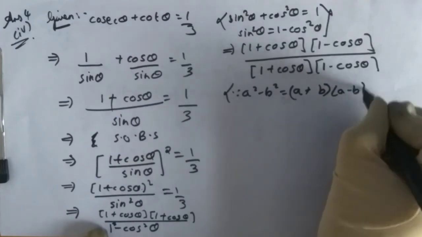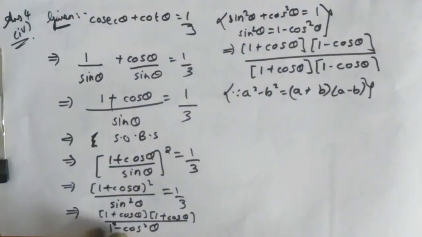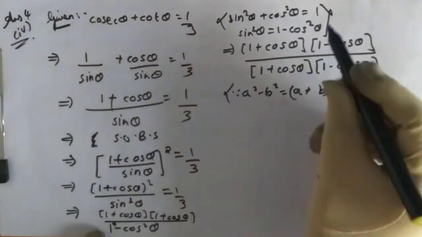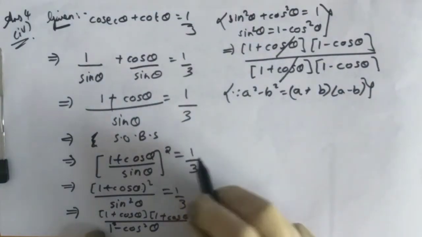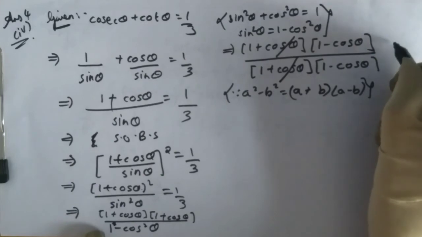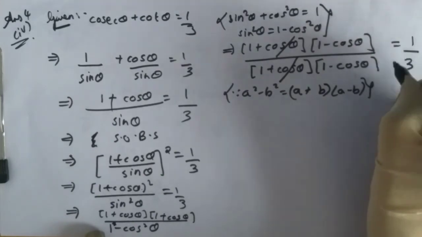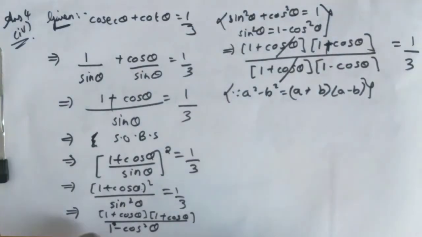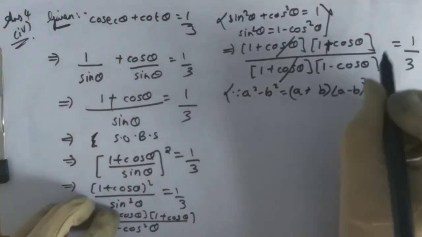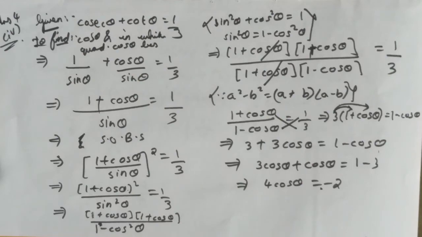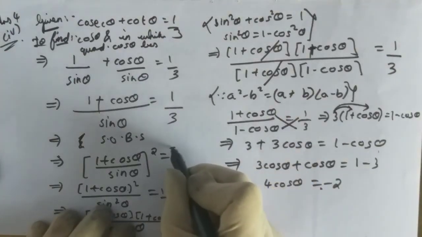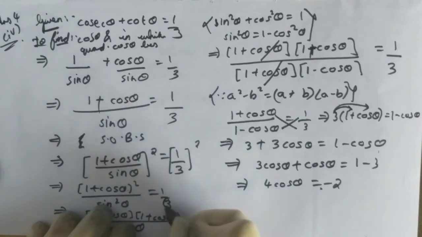This is the algebraic identity which you read in 8th class. A is 1, b is cos theta. Now here 1 plus cos theta and 1 plus cos theta will get cancelled, and we are left with (1 plus cos theta) by (1 minus cos theta) is equal to 1 by 9. See, when you square on this side also, it becomes (1 by 3) whole square, and (1 by 3) whole square is 1 by 9.